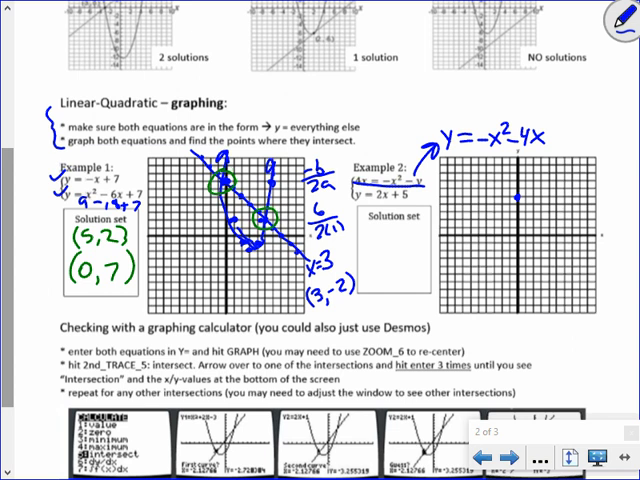2 over 1. The slope is 2, so rise over run, so I go up 2 over 1, up 2 over 1, and you go in the other direction as well.